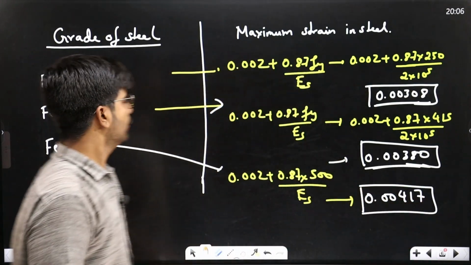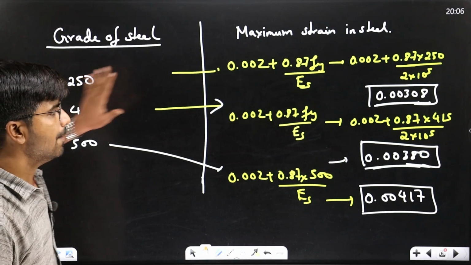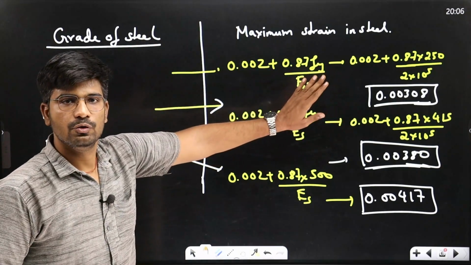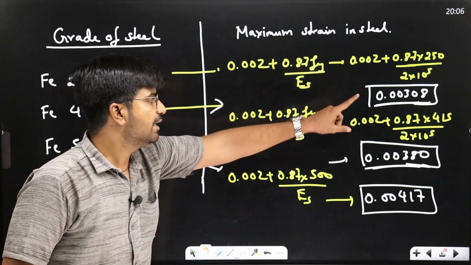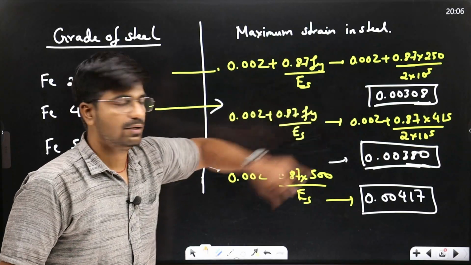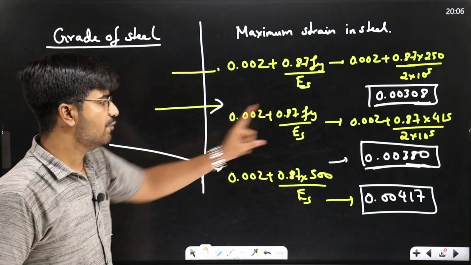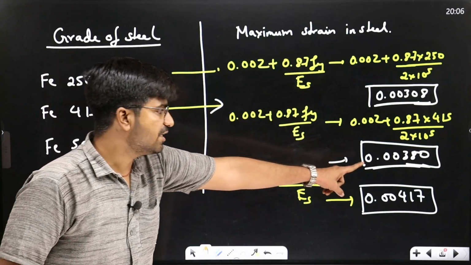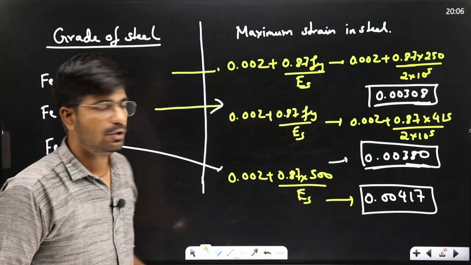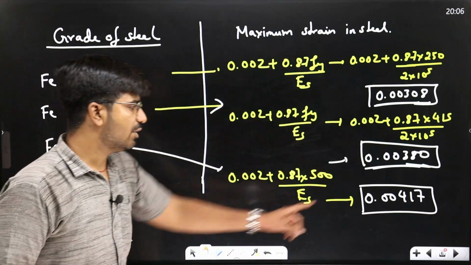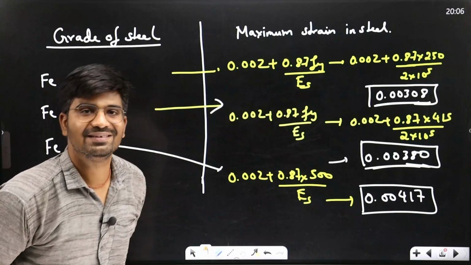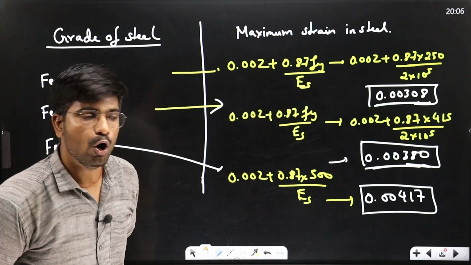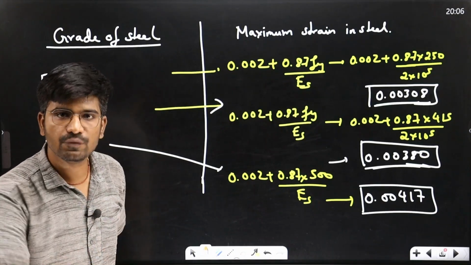Okay. So for Fe250, you are getting the maximum strain value in your tension zone for steel as 0.00308. For Fe415, the maximum strain for your steel is 0.00380. And for Fe500, you are getting 0.00417. So all these values depend upon the grade of steel.